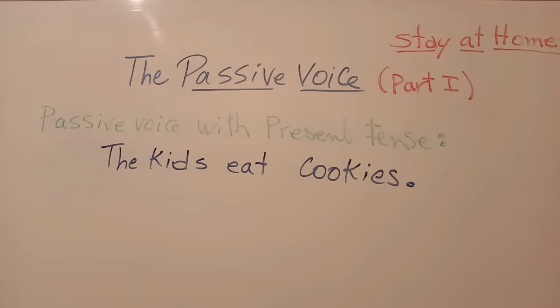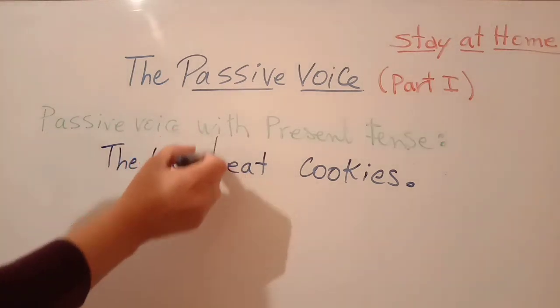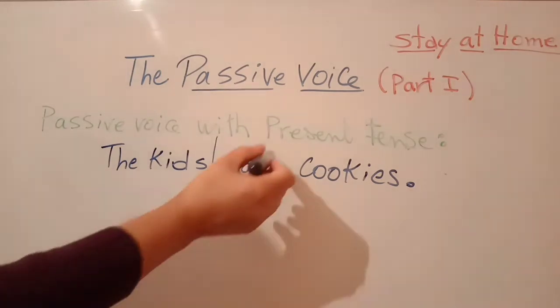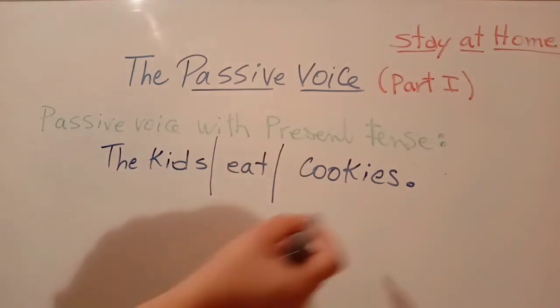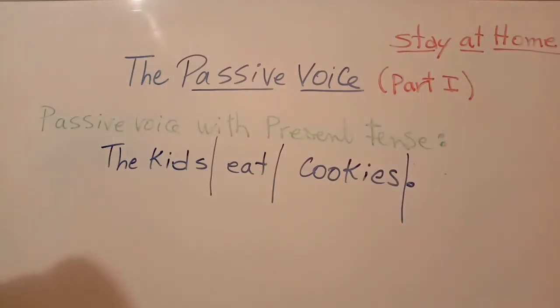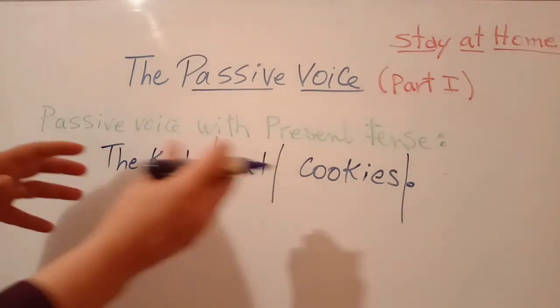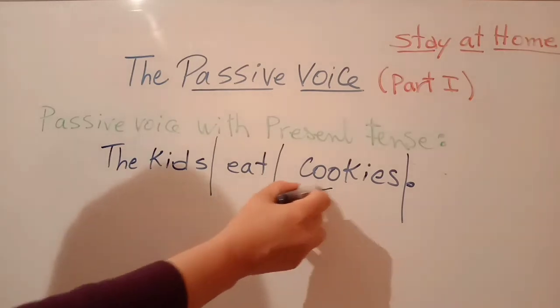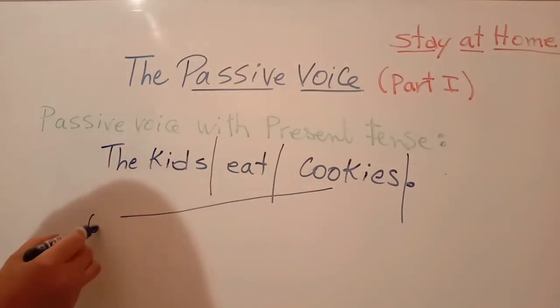Okay, so let's start with the first example. The kids eat cookies. So let's apply together the form rule. So what are we going to do first? So we have to identify the parts of the sentence: subject, verb, and object. So the kids is subject, eat is verb, and then cookies is object. So we are going to move the object to become subject, cookies.